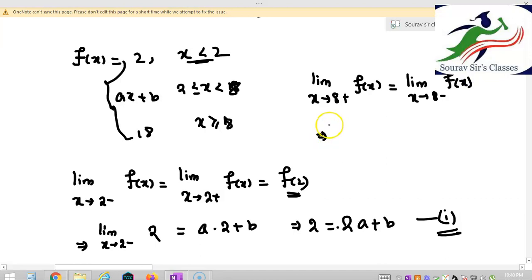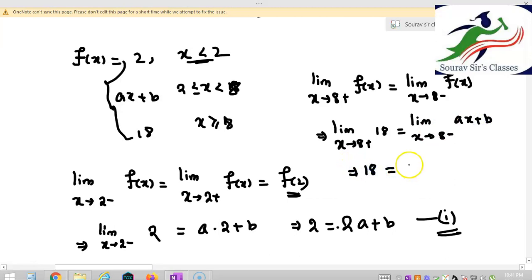So you can see when you are approaching 8 from the right hand side, it will be 18. So limit x tends to 8 plus, 18, is equal to limit x tends to 8 minus, the value of f(x) is equal to ax plus b. So it will be 18 equal to a into 8 plus b. So 18 is equal to 8a plus b. This is our equation 2.